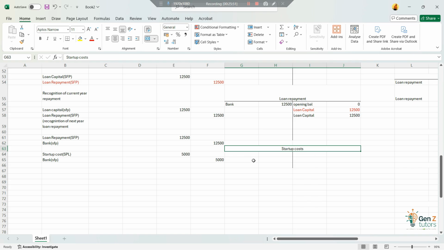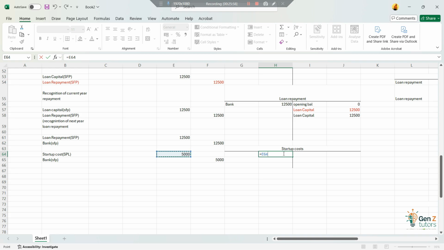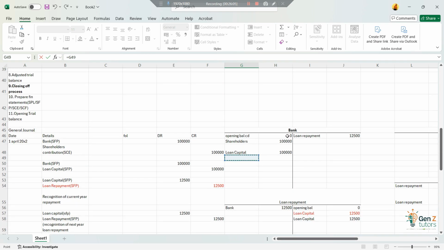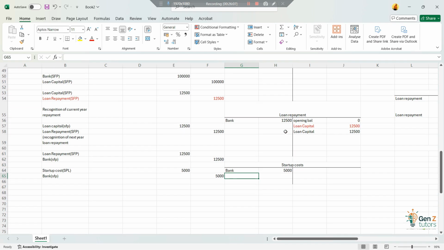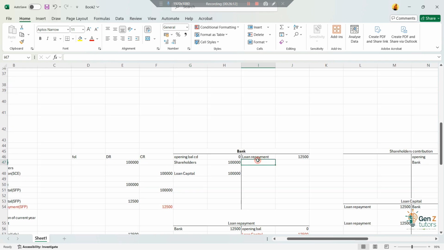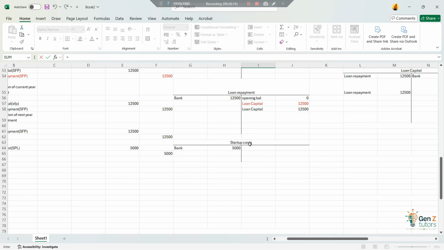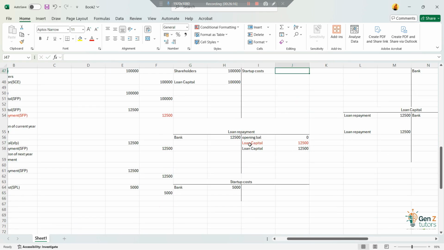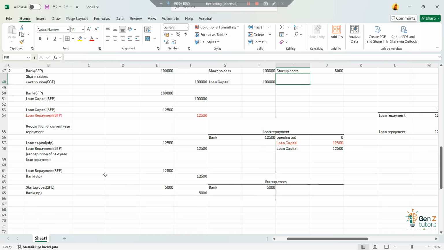Then since you have your startup cost, the startup cost will be debiting startup cost for 5,000, due to what? Due to bank, right? So now this is due to bank. And then on bank, we're going to credit bank due to startup cost, right? So now you go in here and say startup costs, for how much? For 5,000. Then we are good to go, and you leave that like that.